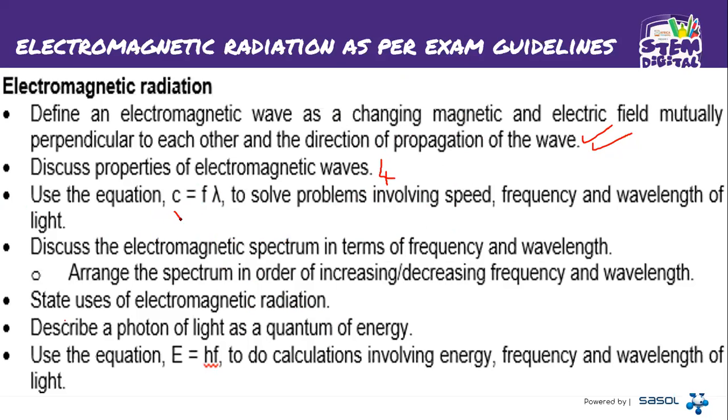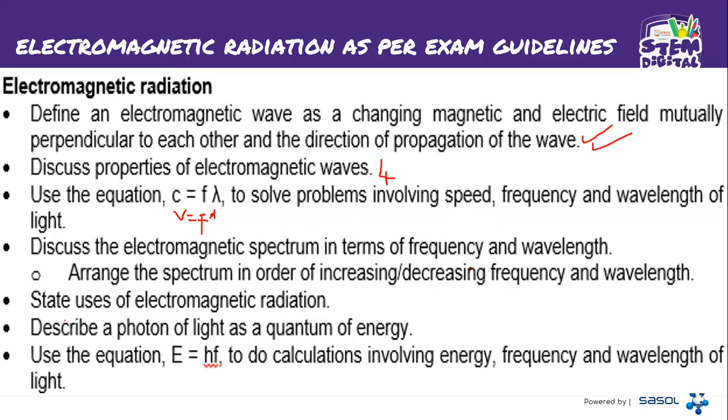And I told you that you can also use this formula, which is the one that you actually get in your formula sheet, where the speed, which is V, is equal to the frequency multiplied by the wavelength, which is the lambda sign. Then we must be able to discuss the electromagnetic spectrum in terms of frequency and wavelength.